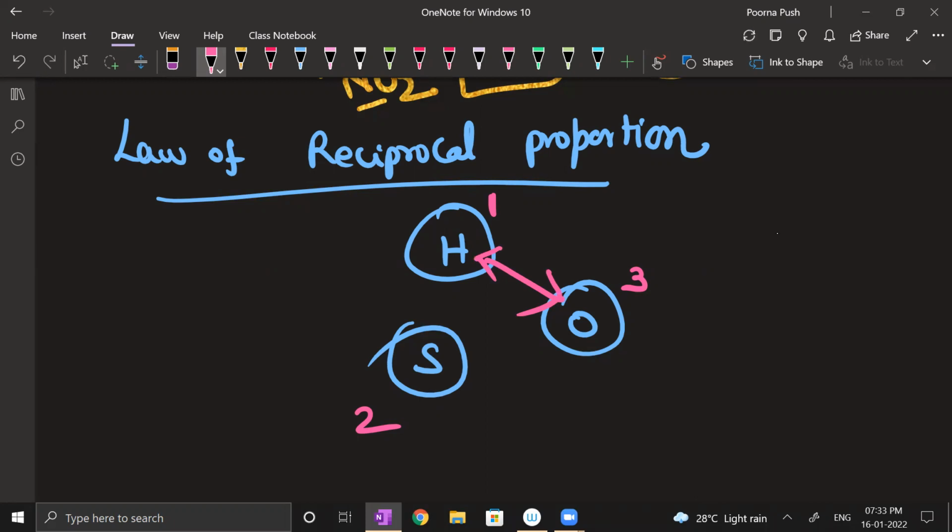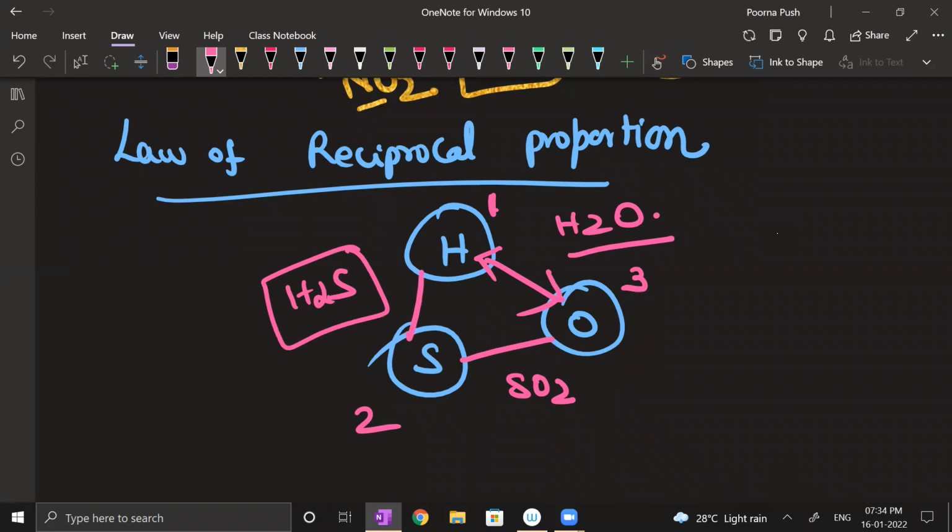1 and 3 combine. H2O. Basically H2O will come. Right. What about S and O? SO2, or SO3, take the stable SO2. Right. Then 1 and 2 will combine. If the first element combines with the third element to form a compound, similarly the second element combines with the third element to form a compound, then the first and the second element will form a compound, H2S. This is called law of reciprocal proportion.